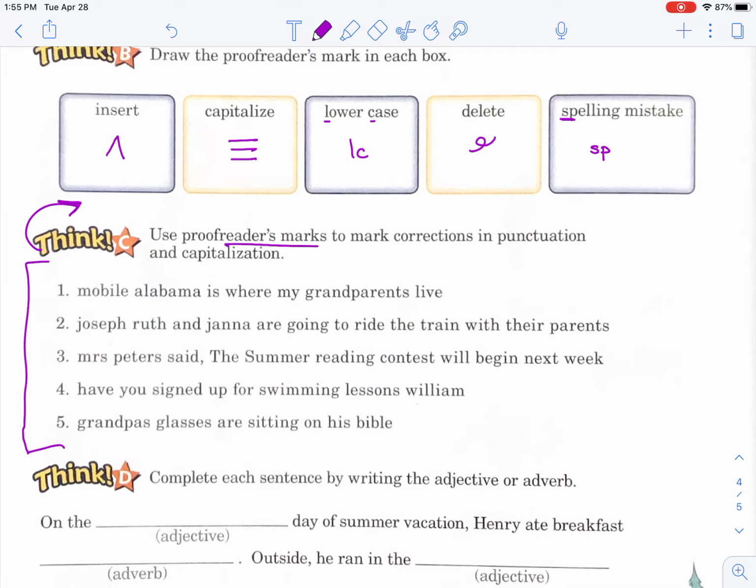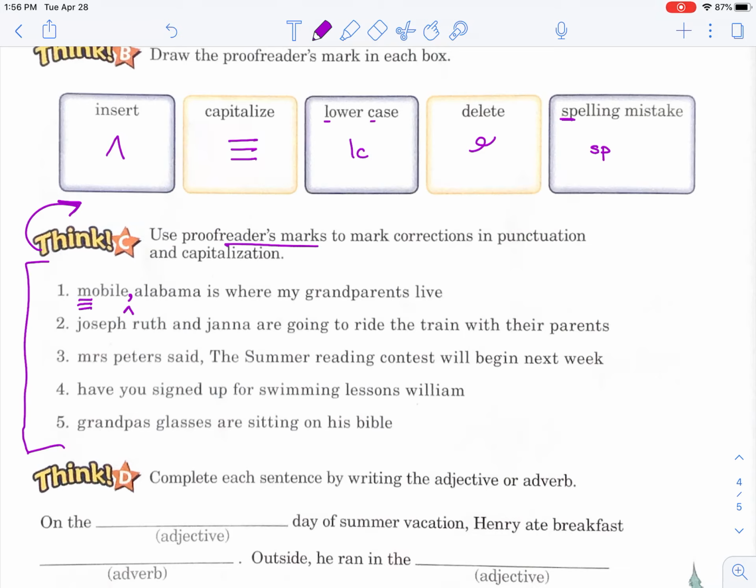Okay, I see right away. Mobile, let's just go in order of the sentence. Mobile, there's two reasons that's capital. One, because it's the beginning of a sentence. And because Mobile, if you didn't know, is the city in Alabama. And there's a comma between city and state.